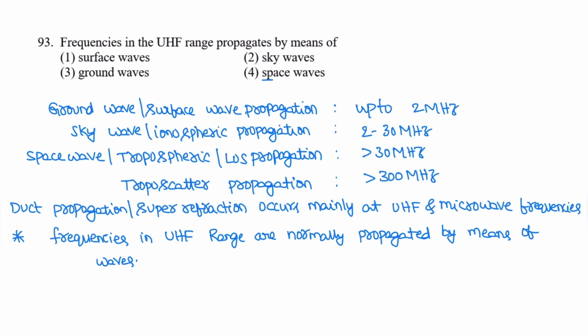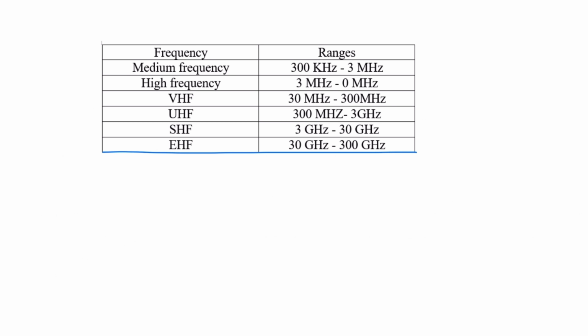Ducting propagation or super refraction occurs mainly at UHF and microwave frequencies. The frequencies in UHF range are normally propagated by means of space waves, so the correct option is 4. The UHF frequency range is 300 megahertz to 3 gigahertz, and in this range the propagation is through space waves.